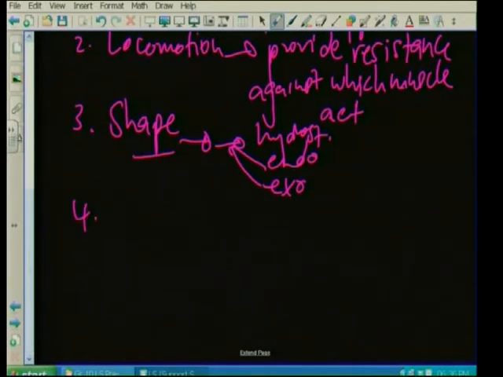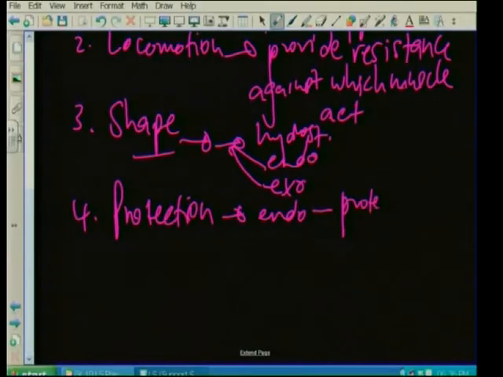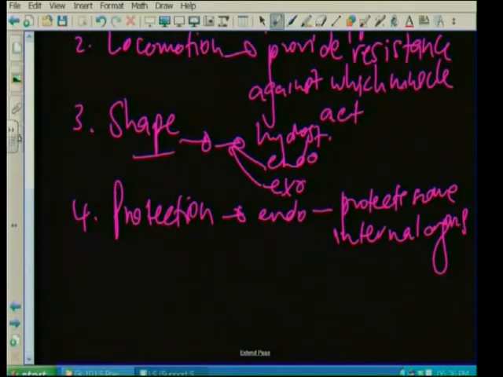4, to add one more, protection. Especially with endoskeletons and exoskeletons, they give a degree of protection. For example, in the endoskeleton, we just learned it protects some internal organs like the heart, the lungs, etc. So these are 4 functions.